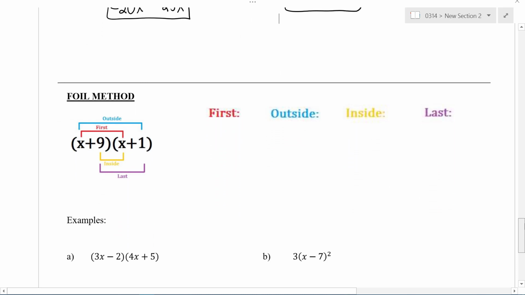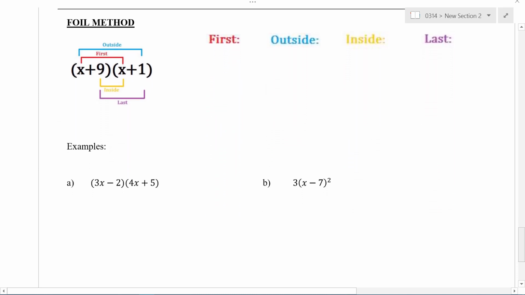Alright, something else that we want to talk about is something called the FOIL method. So we're going to use the FOIL method a bunch. So we've got to get used to seeing it. Okay, what is the FOIL method used for? The FOIL method is used when you have two terms inside of parentheses, and you're going to multiply that times another two terms inside of parentheses. Okay, so two terms times two terms where they're both in parentheses. So right between the parentheses, that's an implied multiplication.